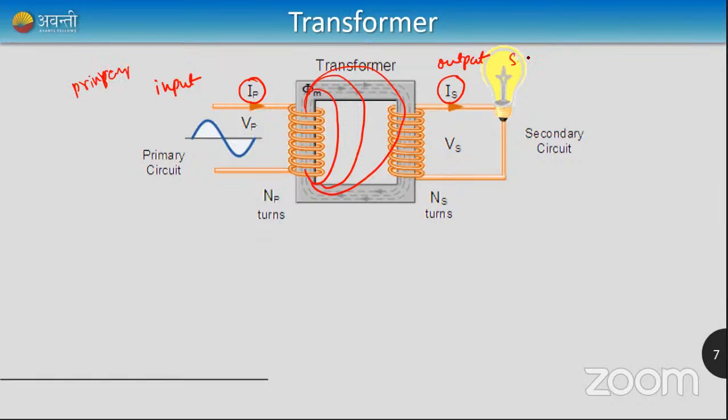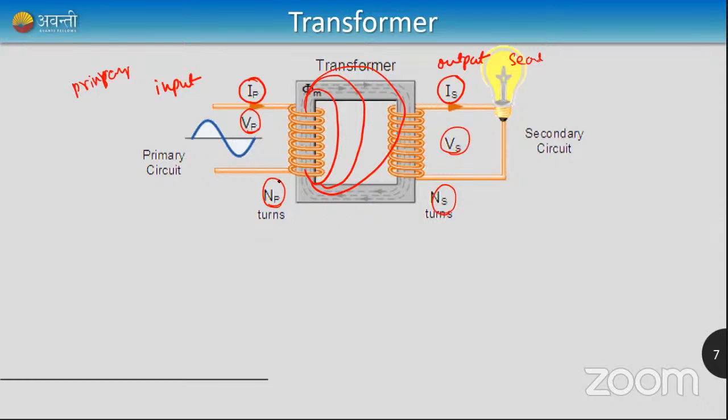So this is called the secondary coil. P is for primary, S is for secondary. So this is primary current IP, primary voltage VP, number of turns NP, the primary coil. The secondary coil has secondary current IS, secondary voltage VS, and secondary number of turns NS. Cool, right? So how does it work?